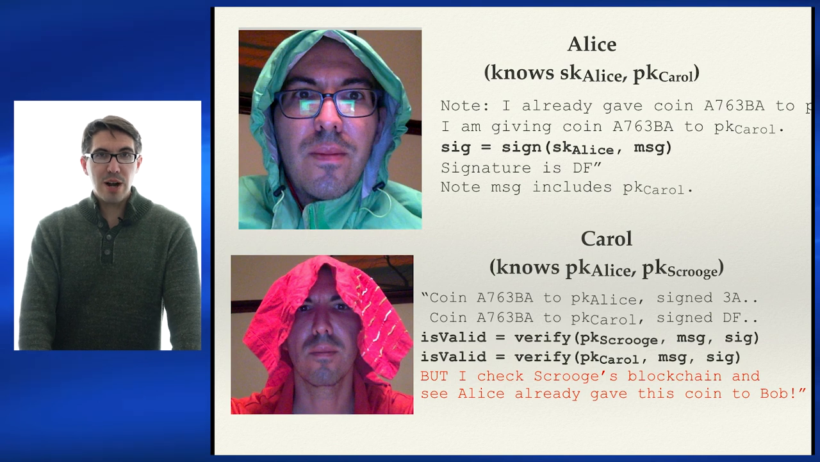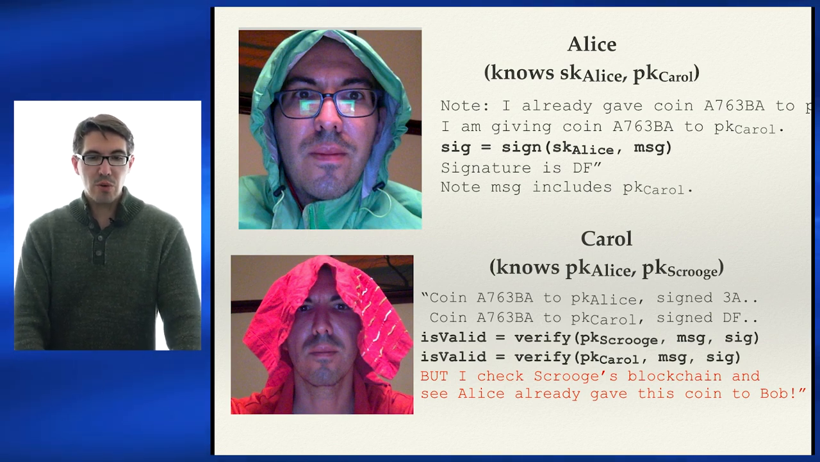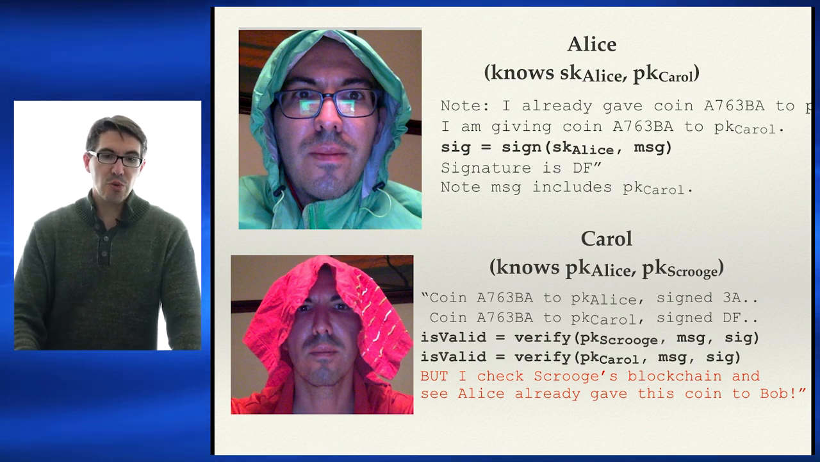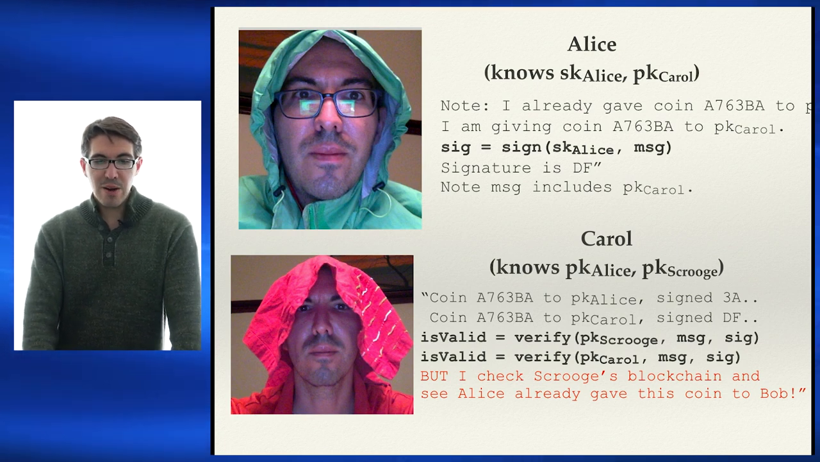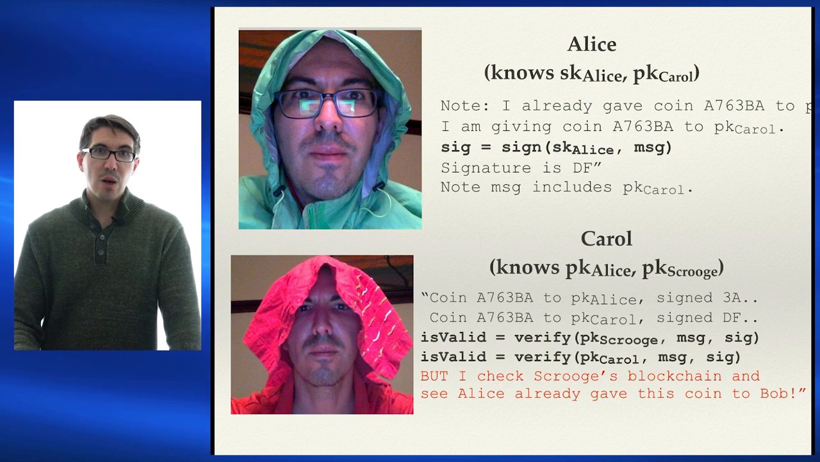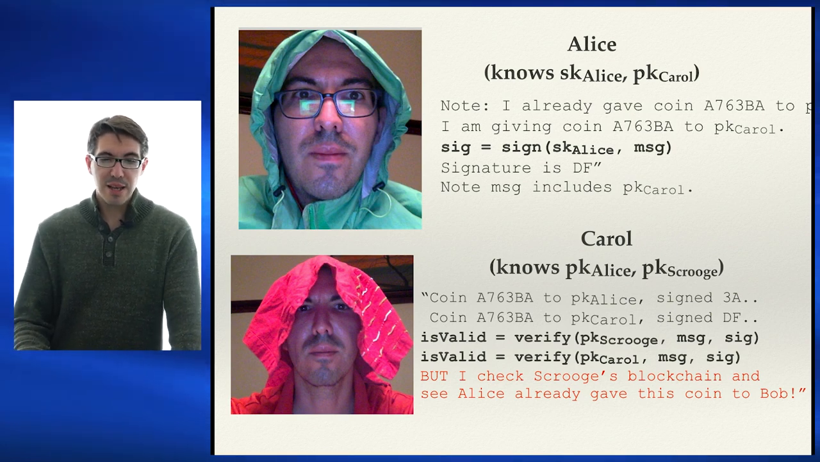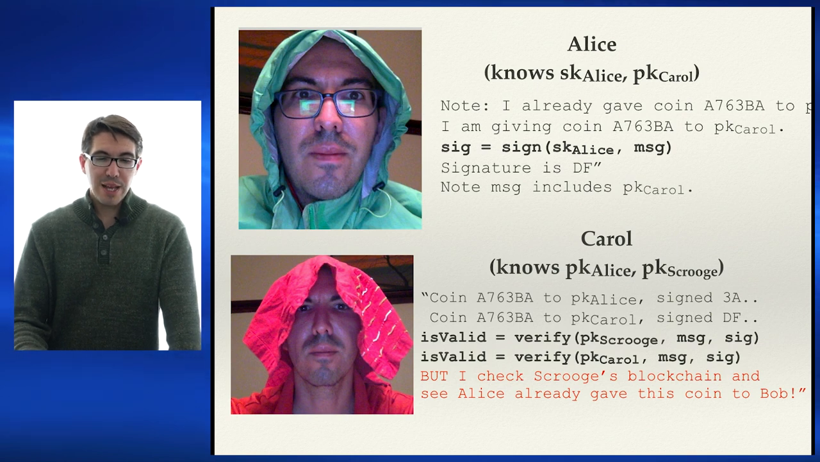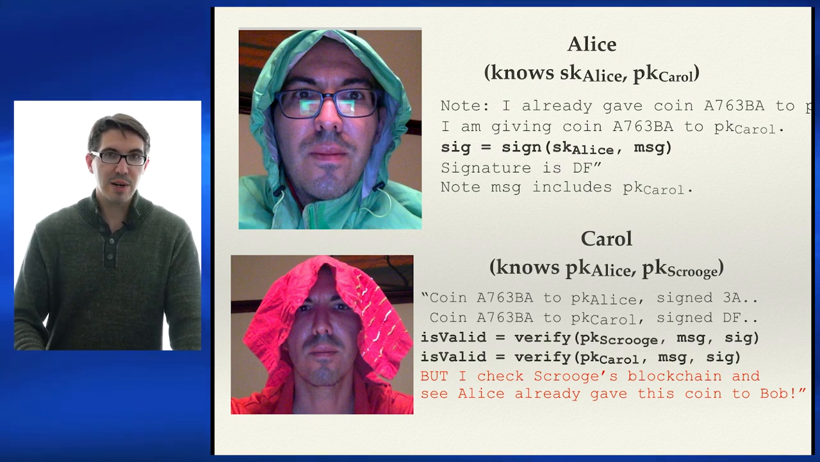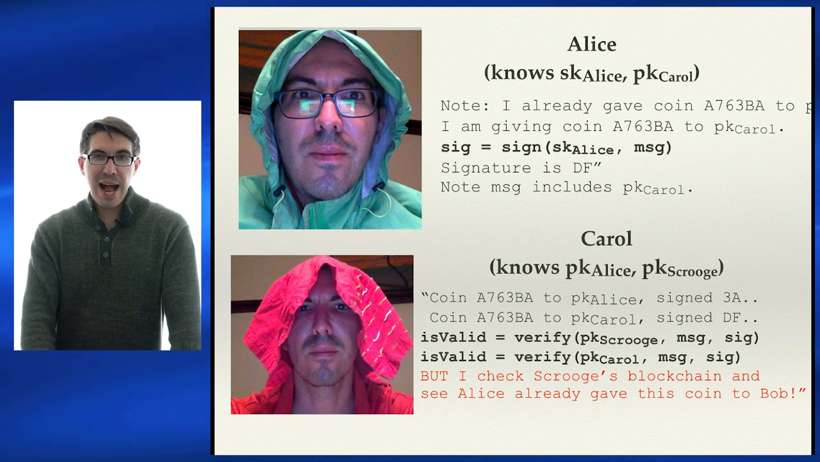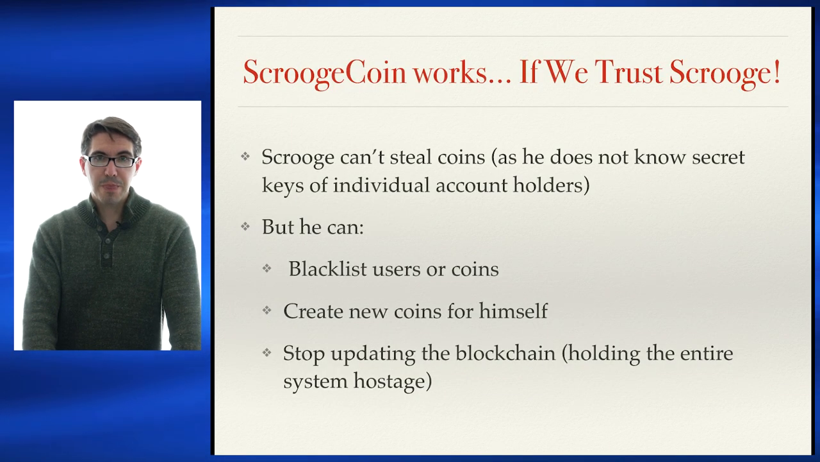So now when Alice tries to double spend, note she's already given the coin A763BA to Bob's public key. She then tries to give the coin to Carol, but Carol can look through and see that, one, yes, the coin is valid, it was sent. However, she checks Scrooge's blockchain and Alice no longer has possession of this coin. She's already sent it to Bob. So here, by having a centralized ledger, we can avoid the double spend attack. This is great. We now have a cryptographically secured currency, and we have a way of avoiding double spend attacks.